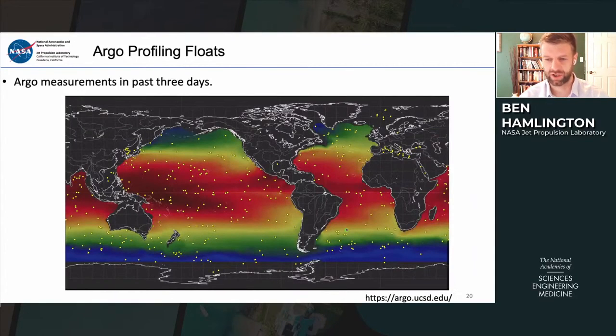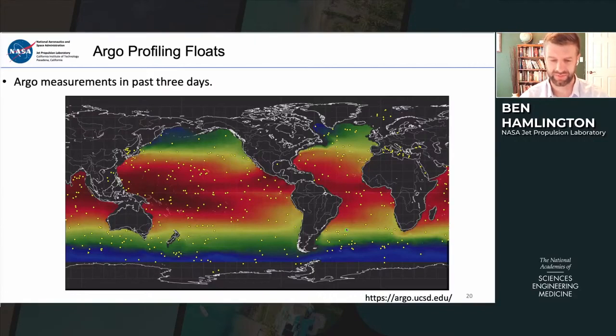And if we look at the Argo measurements we have, this is just the Argo measurements that have been obtained in the past 3 days. So this doesn't reflect the full extent of the Argo profiling floats in the ocean, only the ones that have reported data in the last 3 days. So again, they cycle every 10 days.